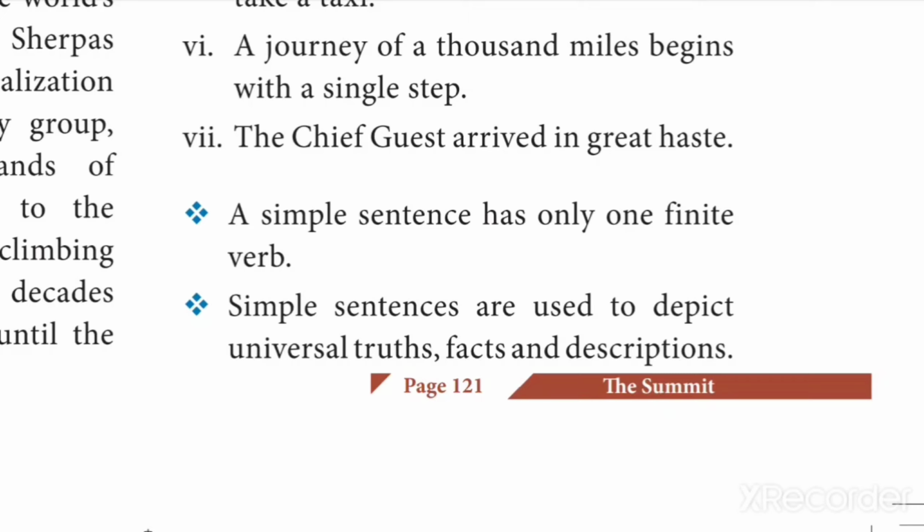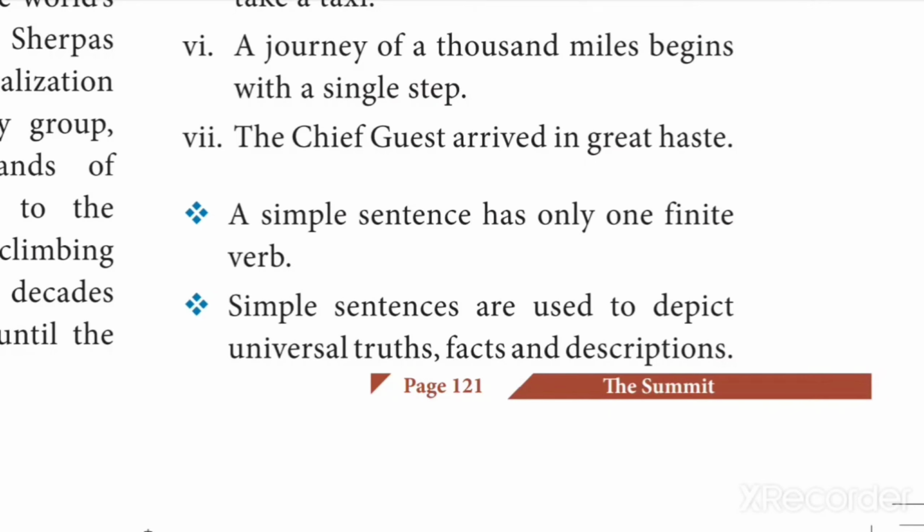So, what we learnt or observed in all the sentences, they are just given here at the bottom. It is said a simple sentence has only one finite verb. You can check with all the sentences above. And the second thing is, simple sentences are used to depict universal truths, facts, and descriptions.